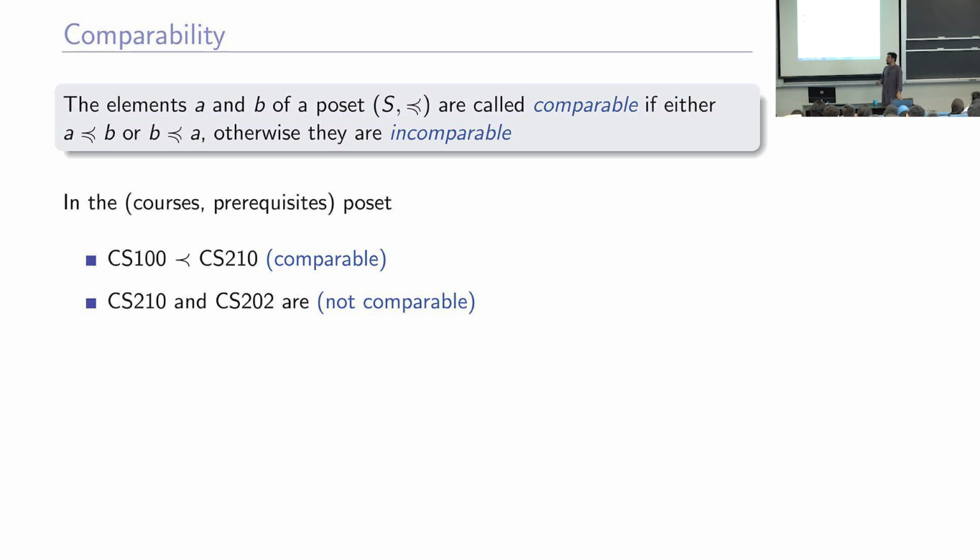If they are incomparable, for example (CS210, CS202) is not in that R, and neither is (CS202, CS210), they are in neither way related. Neither A is related to B nor B is related to A. In that case, we call it an incomparable pair. This pair is incomparable.